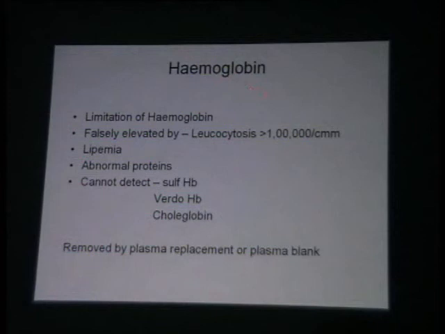Regarding hemoglobin estimation by these counters, we know there may be a limitation: hemoglobin can be falsely elevated whenever the leukocytosis is more than 1 lakh, or with severely lipemic serum or abnormal circulating proteins. And please remember, although it is a very, very small percentage, less than 2%, there is sulfhemoglobin and carboxyhemoglobin, but the counter will not measure these. If you are getting a falsely high hemoglobin due to certain plasma factors, many people use the plasma replacement or plasma blank facility in these counters.